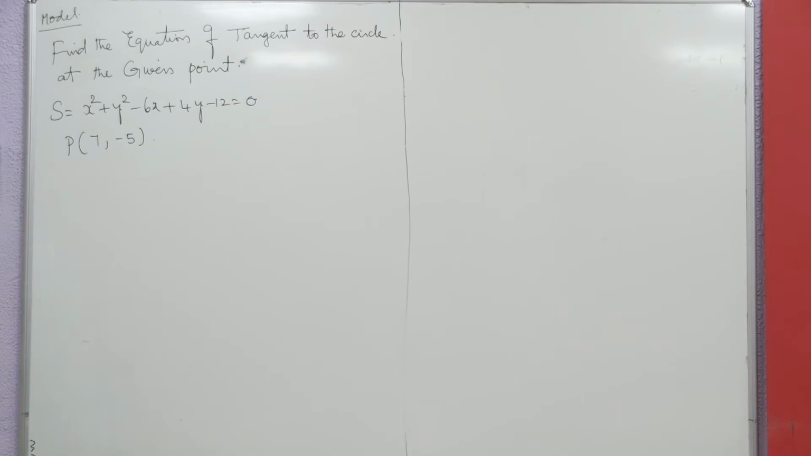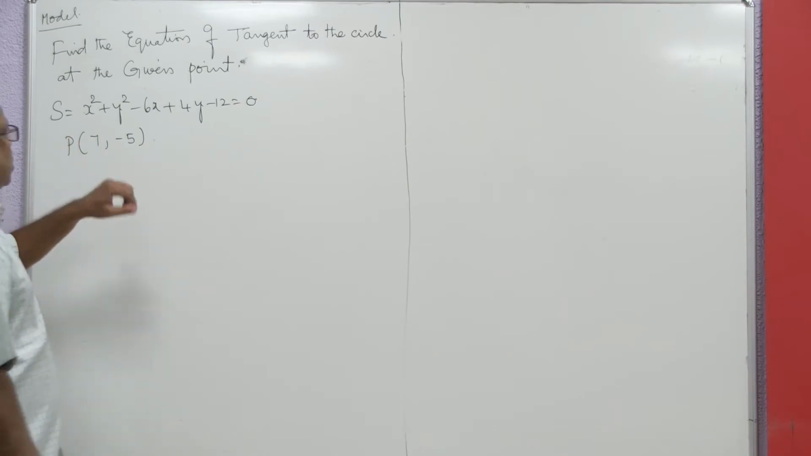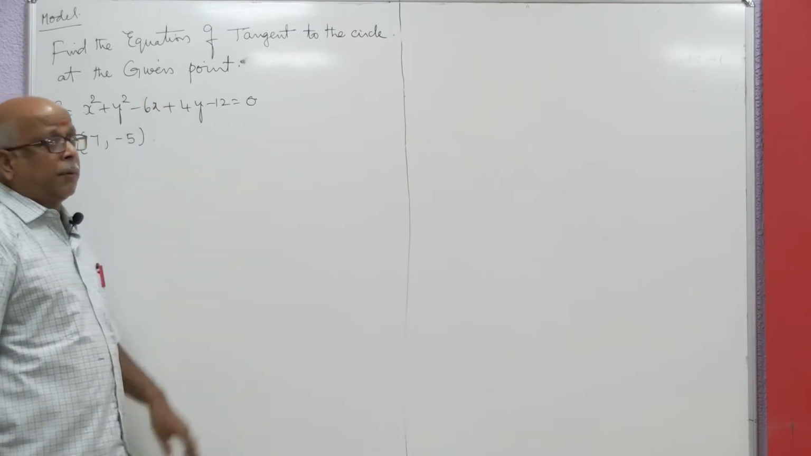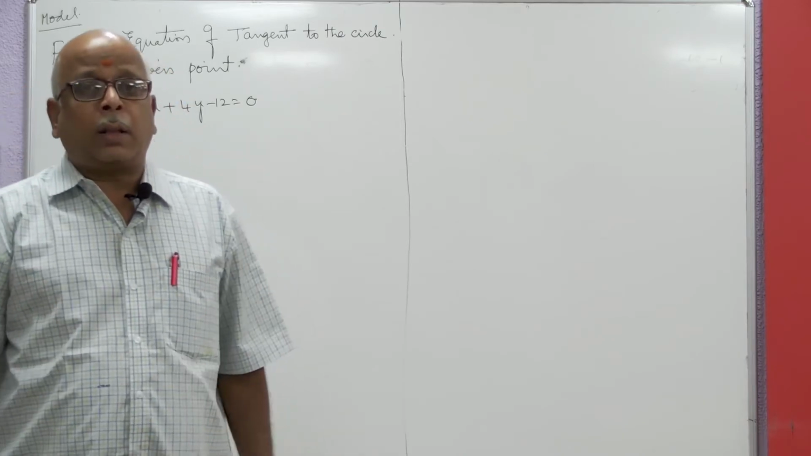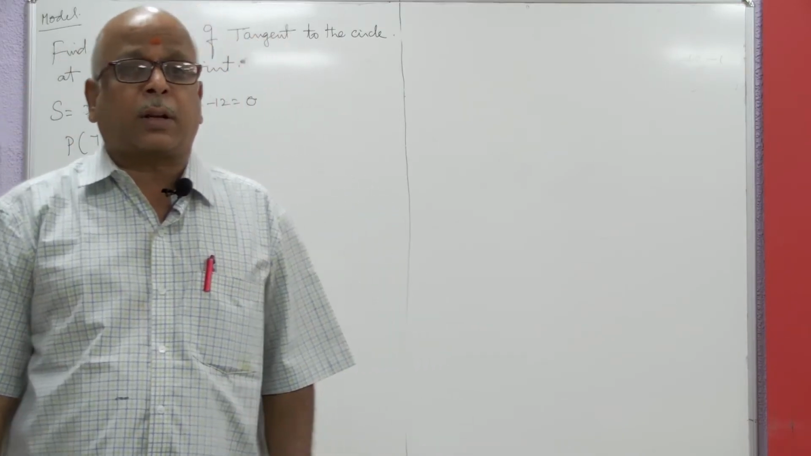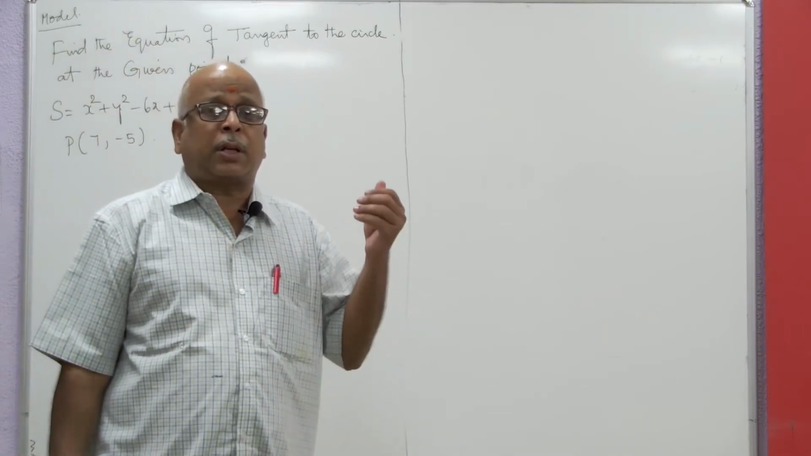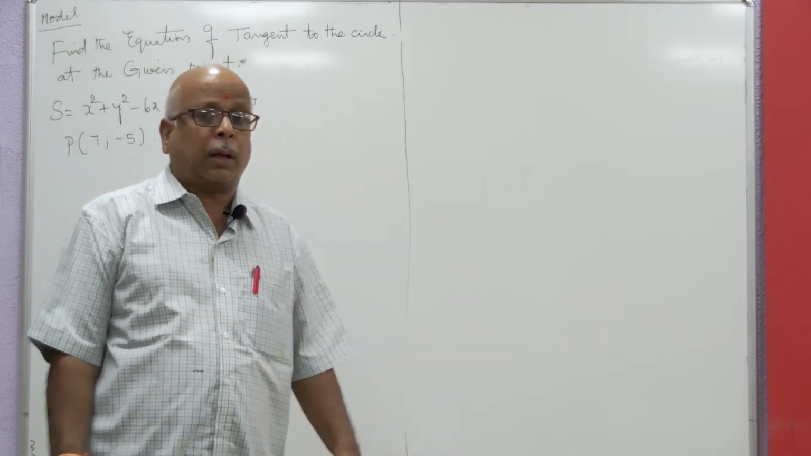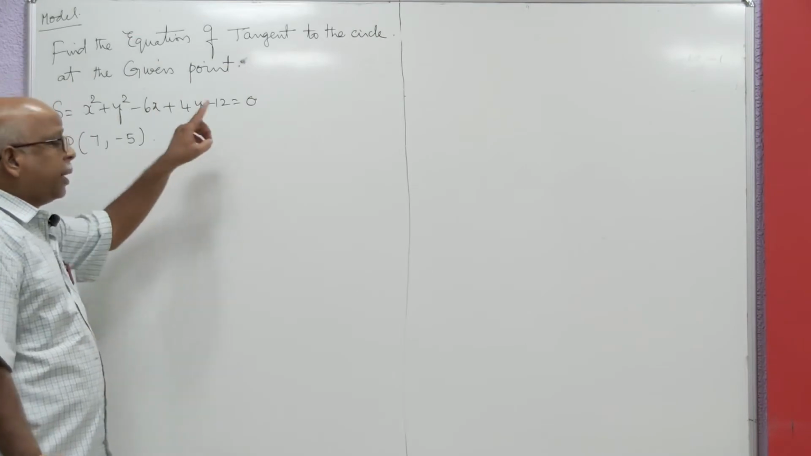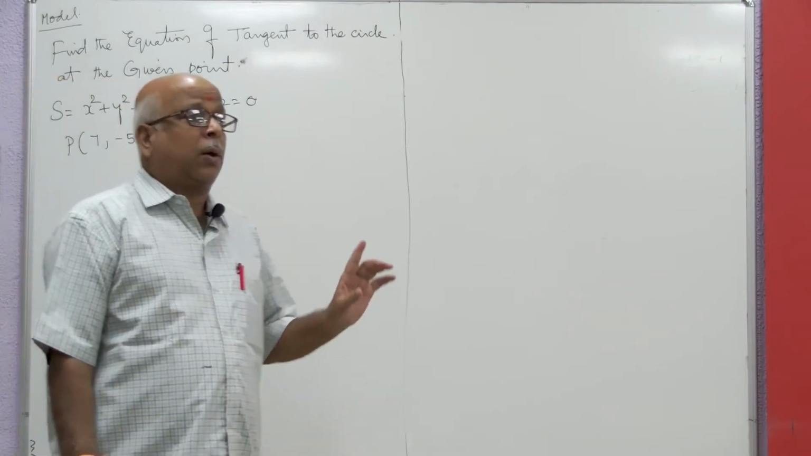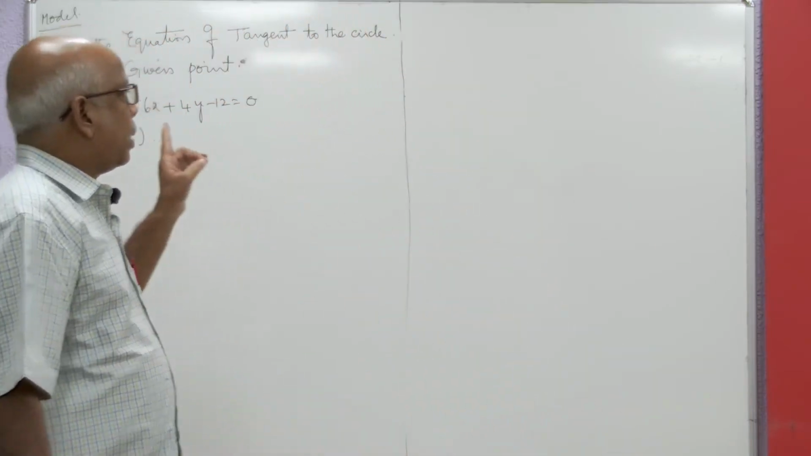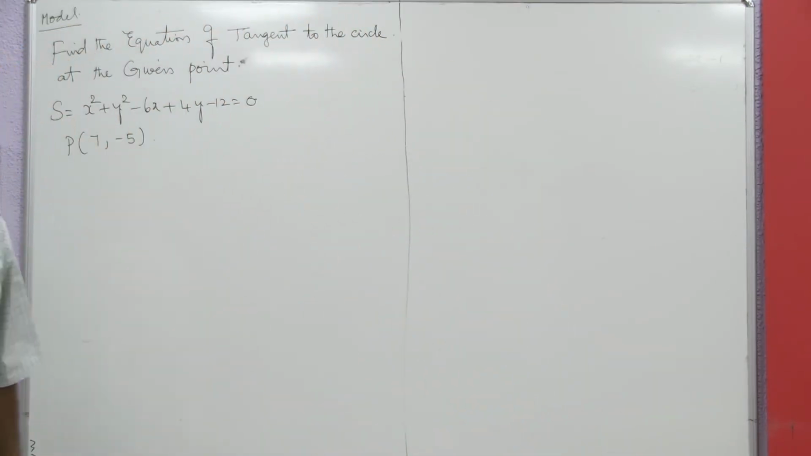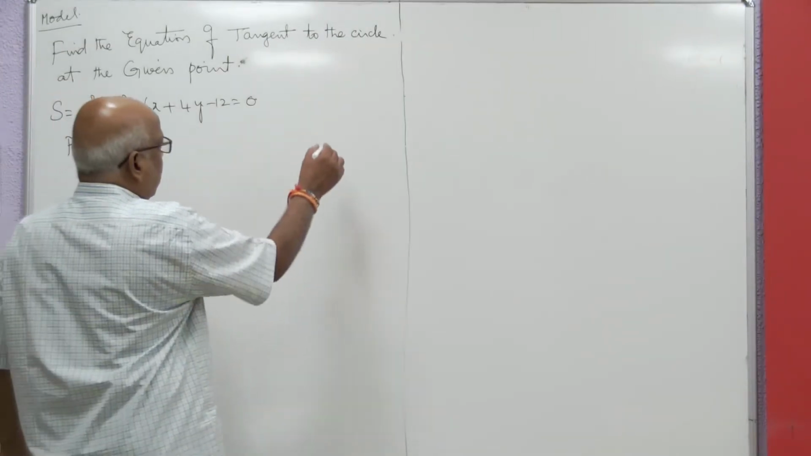The equation of tangent to the circle at the given point. Here the meaning of the problem is to find the equation of tangent to the circle, meaning the circle equation is given, at the given point. In addition to that, at one particular point on the circle, we are supposed to find the equation of tangent. Then what to do? Let us draw the diagram.